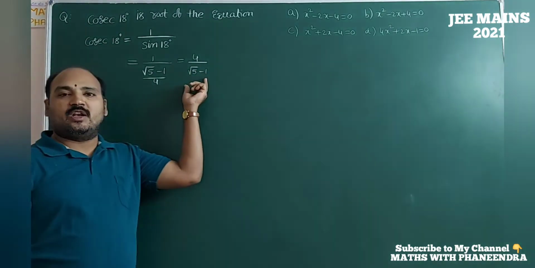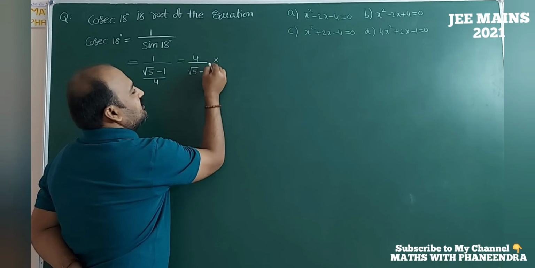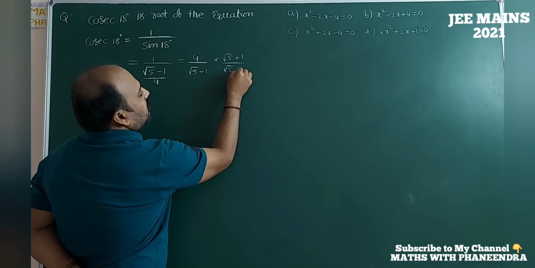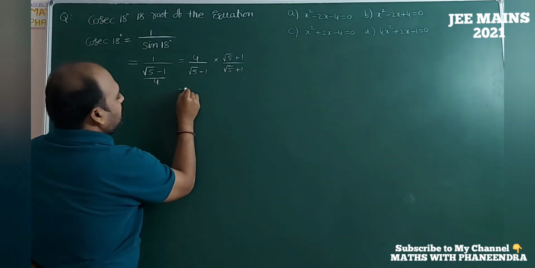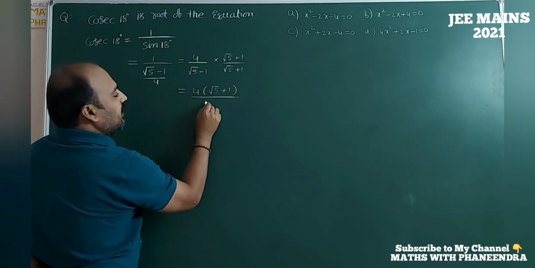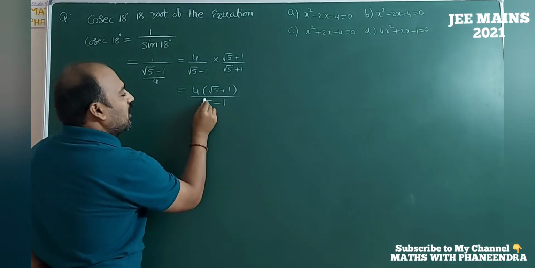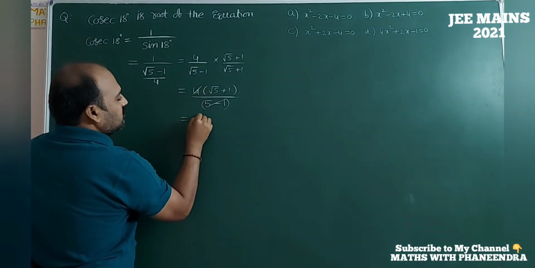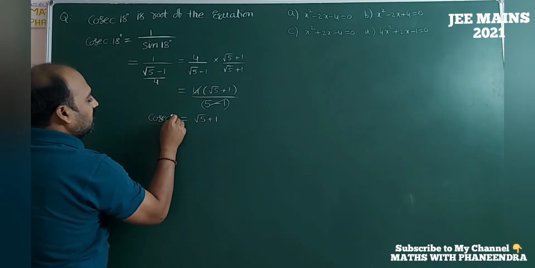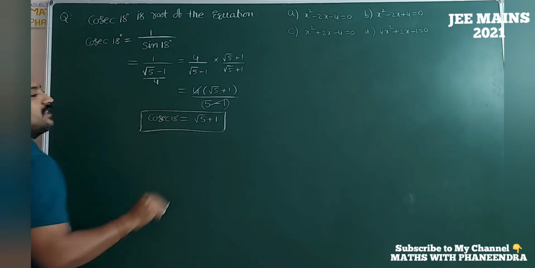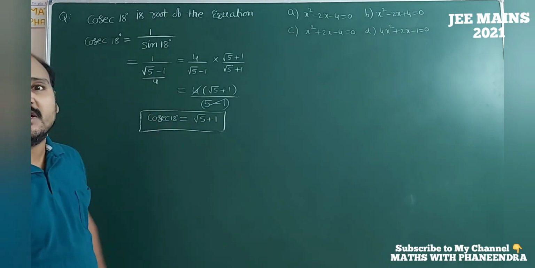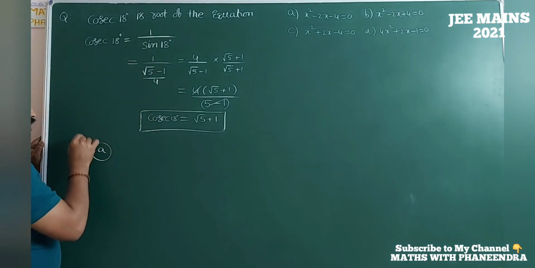But I want the denominator as a real number, so rationalizing with respect to the denominator. Multiply by root 5 plus 1. So it will become 4 into root 5 plus 1 divided by a plus b into a minus b, which is a square minus b square, 5 minus 1. So 5 minus 1 is 4 only, no? So cosecant 18 is root 5 plus 1. Now I will check for which option you are going to get one of the roots as root 5 plus 1. So first option, I am verifying, option verification.